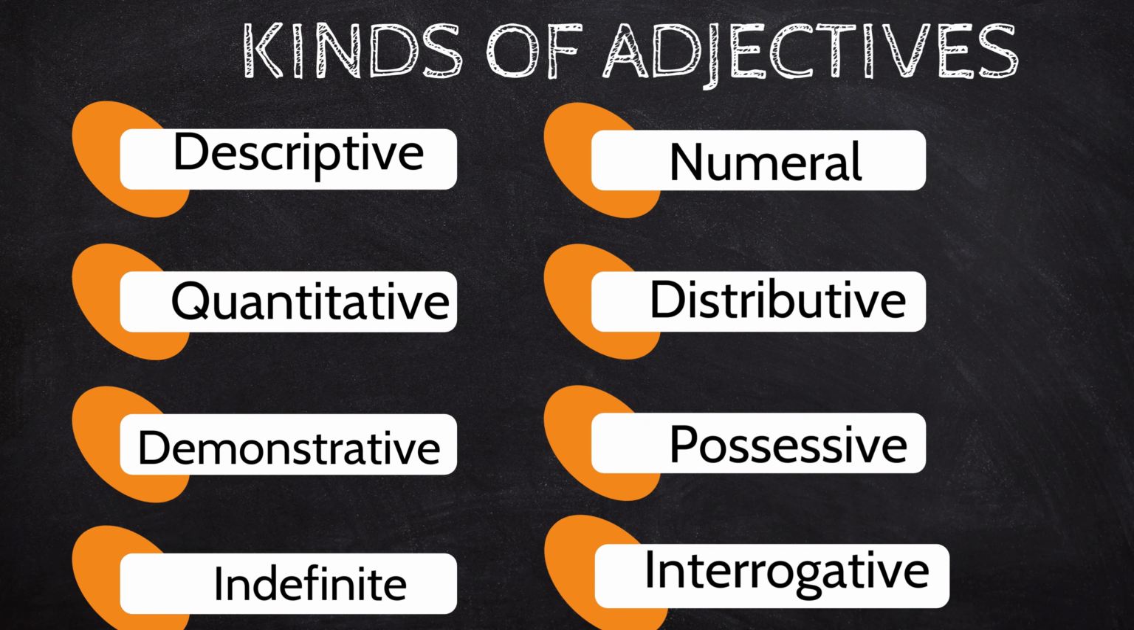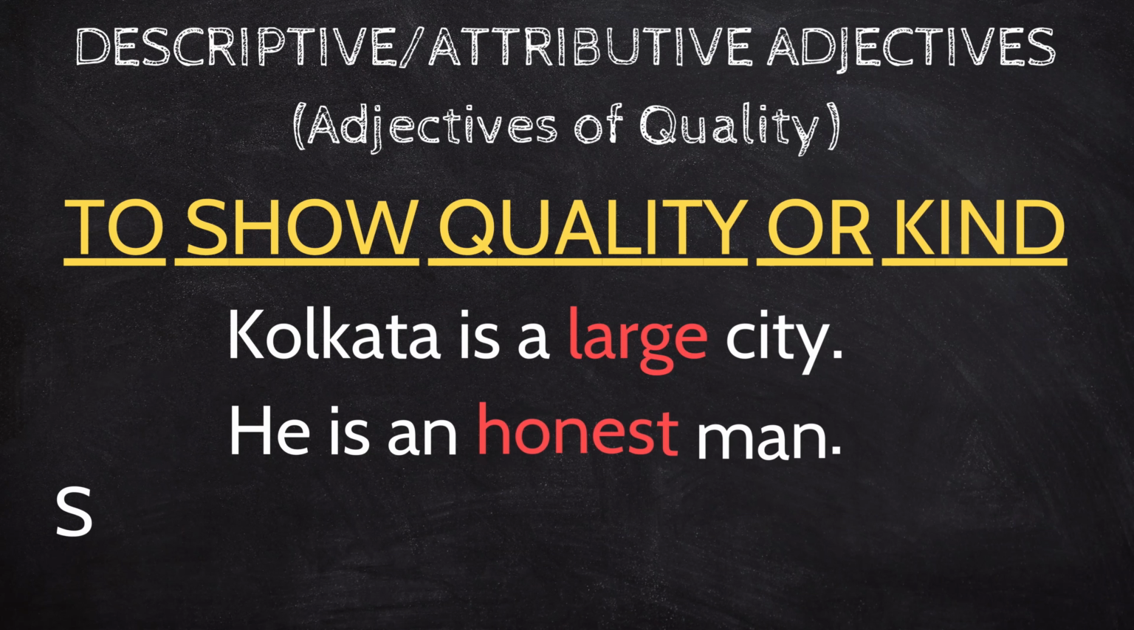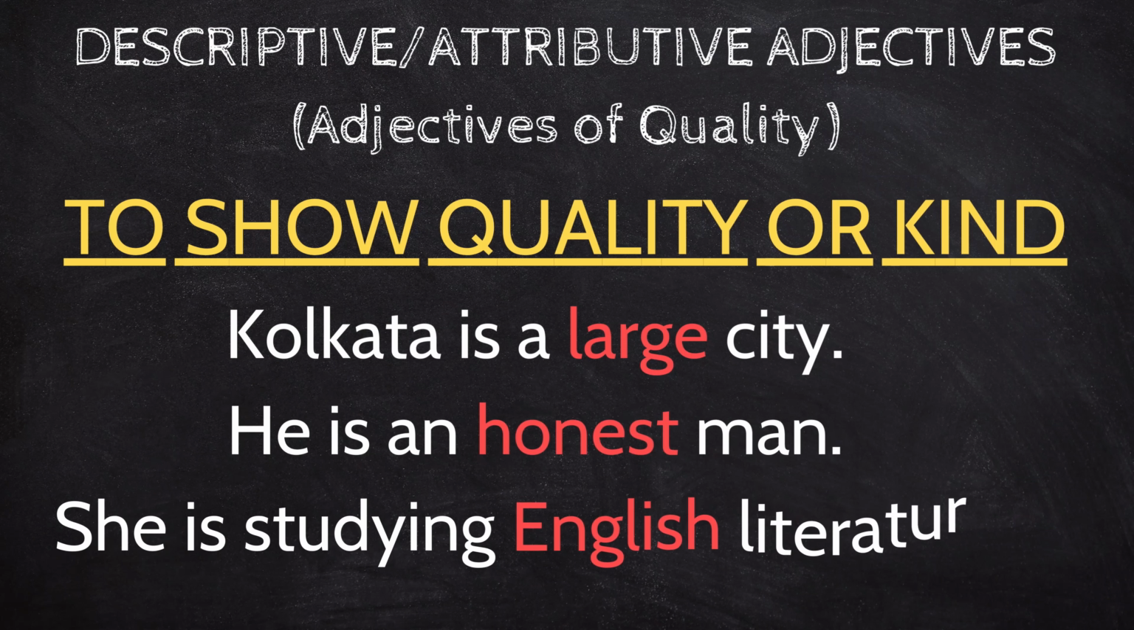There are descriptive adjectives, numeral adjectives, quantitative adjectives, distributive adjectives, demonstrative adjectives, possessive adjectives, indefinite adjectives, interrogative adjectives. Let's see each of the adjectives and their examples too. First of all, descriptive adjectives, also known as attributive adjectives. They are known as adjectives of quality. Why? Because they show the quality or kind of a noun.